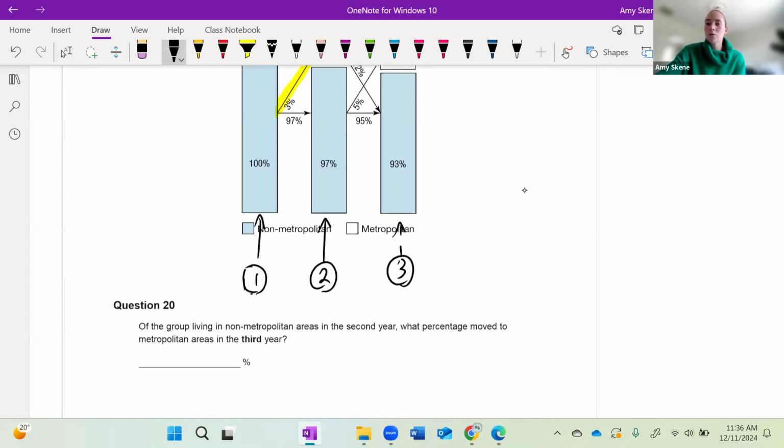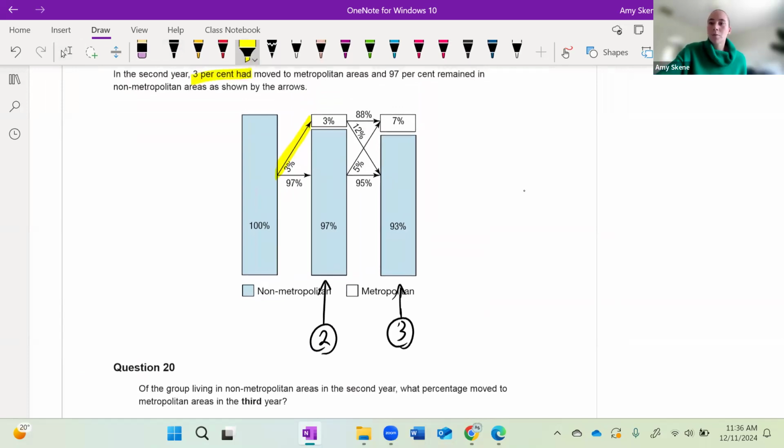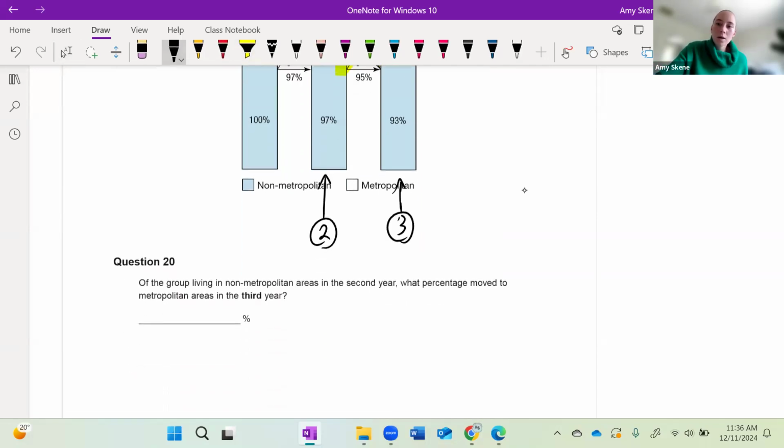My question, of the group living in non-metropolitan areas in the second year, so my second year is here, this is my first, second, and then third. So I'm going to look at that middle bar. In the second year, what percentage moved to metropolitans in the third year? So I'm comparing bar 2 and bar 3. So I want to know how many move from non-metropolitan, so blue, to metropolitan in the third year. So I'm going to look at that bar just like I did before, and it's 5%. So that one was just a reading thing there.